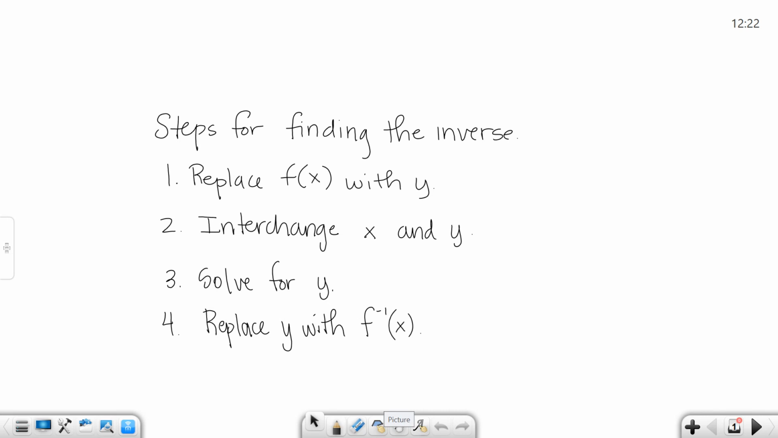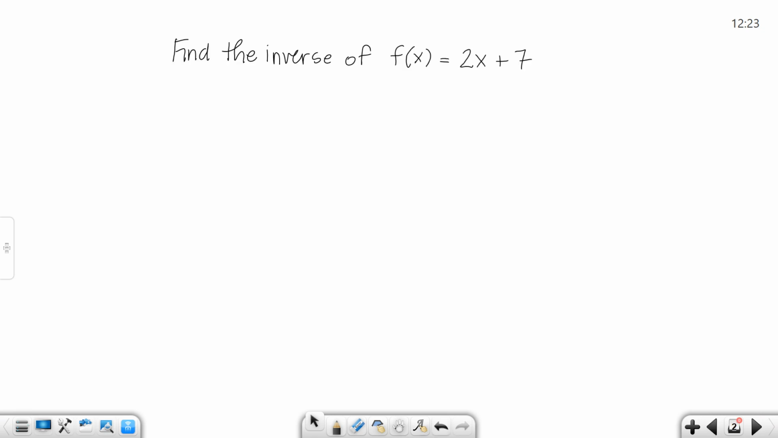When you are finding the inverse, here are your steps. Replace f of x with y, interchange x and y, solve for y, and then replace y with the symbol f inverse of x, which is your symbol for inverse. So for this first one, I ask you to find the inverse of this function.